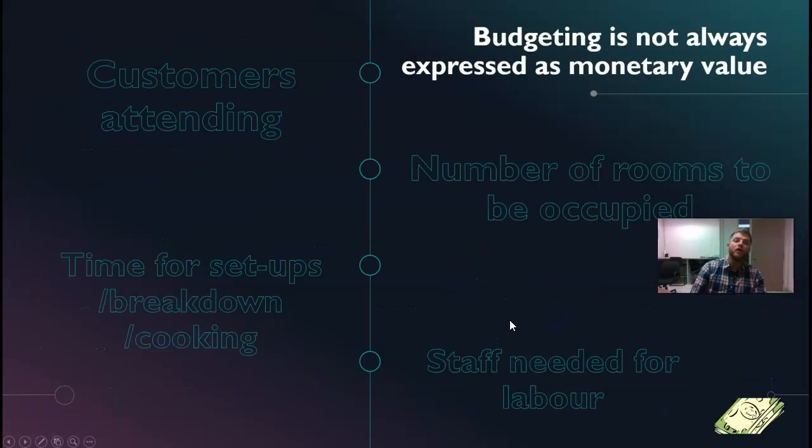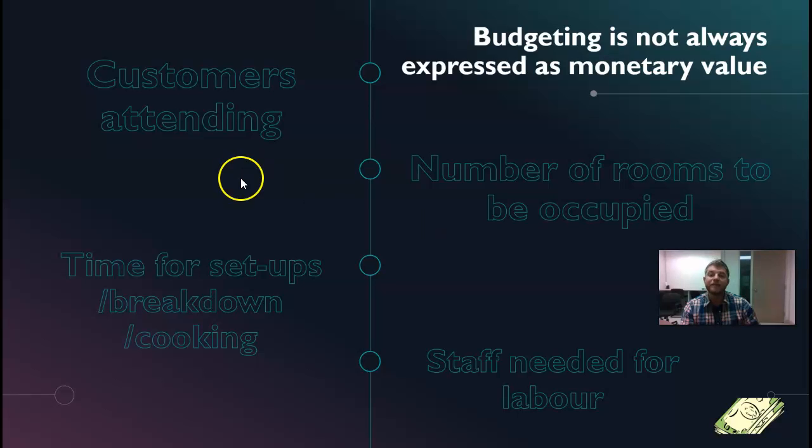Budgetary is not always expressed as a monetary value as well. So we may have a budget or a goal that we're trying to meet, and this could be the number of customers attending. We want about 1,000 students to attend our Connect 2 careers. Number of rooms to be occupied, so this could be occupancy rate. This could be the number of employees that you're looking to have at your event. Is there any time for setup or breakdown, cooking, etc.? This has a lot to do with your budget as well as the actual timeline of the event.